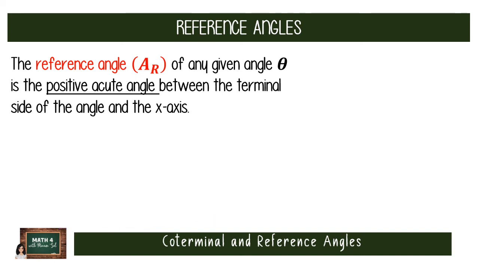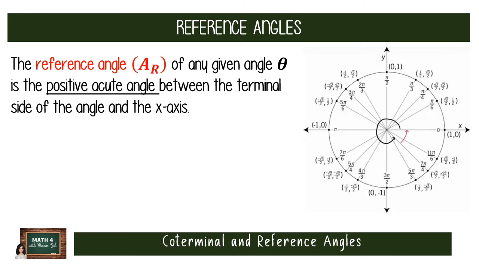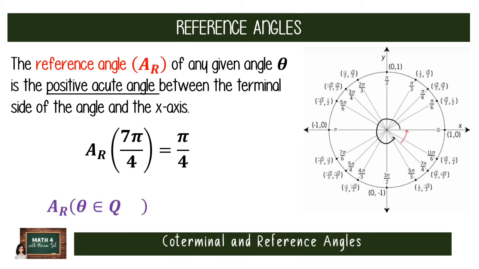Lastly, let's have an angle theta in quadrant 4. Here, theta measures 7 pi over 4 radians. So we'll look at the positive acute angle between the terminal side of 7 pi over 4 and the positive x-axis to find the reference angle. So the reference angle is pi over 4. In general, the reference angle of any angle in quadrant 4 is equal to 2 pi minus the given angle.